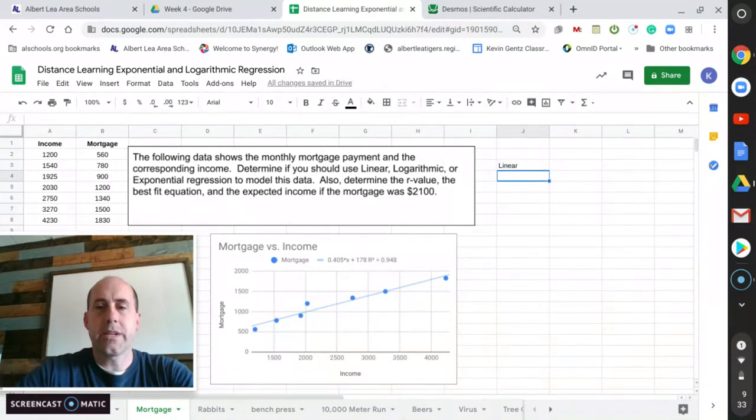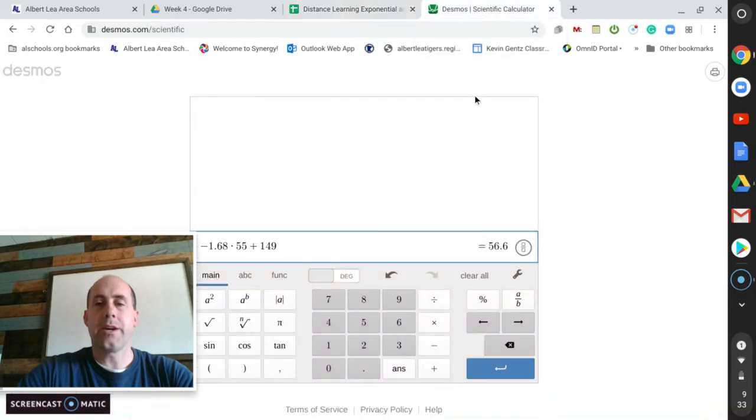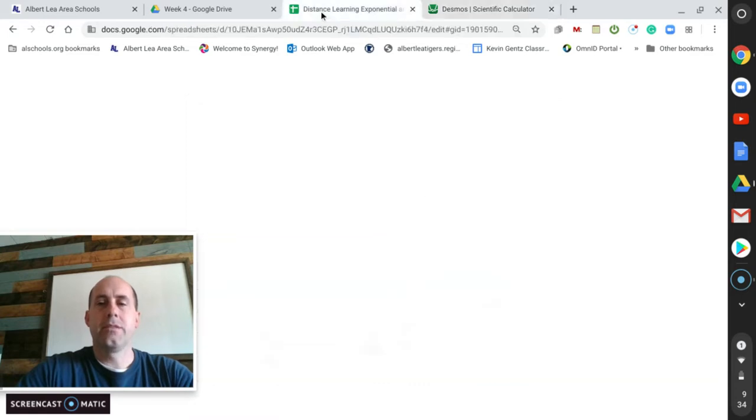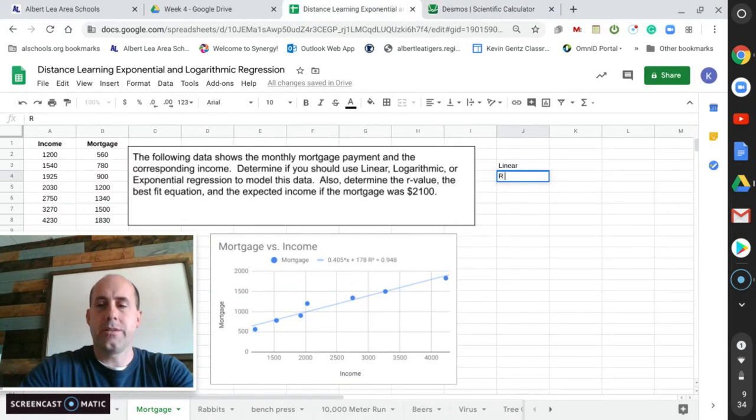Determine the R value. I have to take the square root of 0.948. Looks like there's a strong relationship. 0.9, that's pretty high for an R squared value. So we take the square root of 0.948. Go to my calculator, square root 0.948. I get 0.97. So we're going to say R is equal to 0.97, and it is positive. The line is going up, so I leave the R value positive.